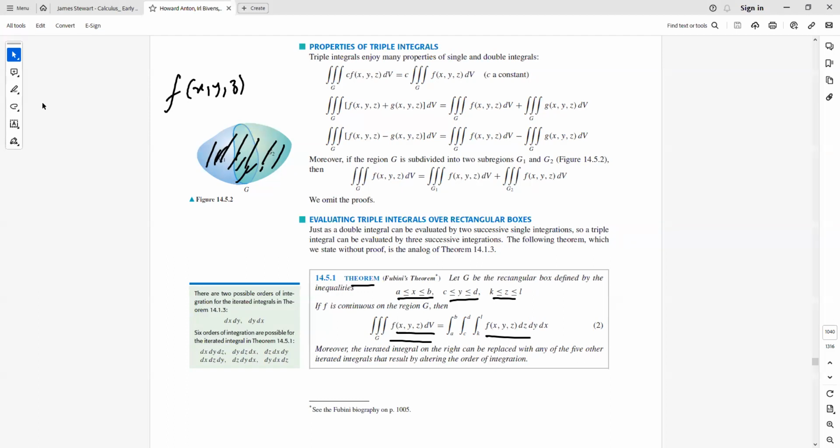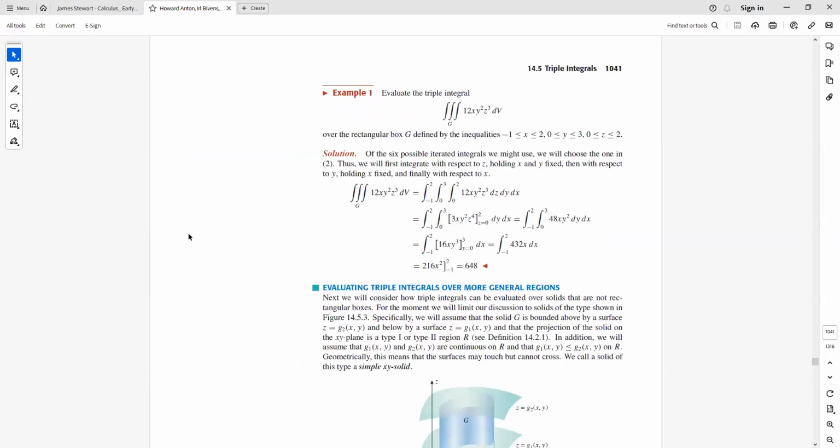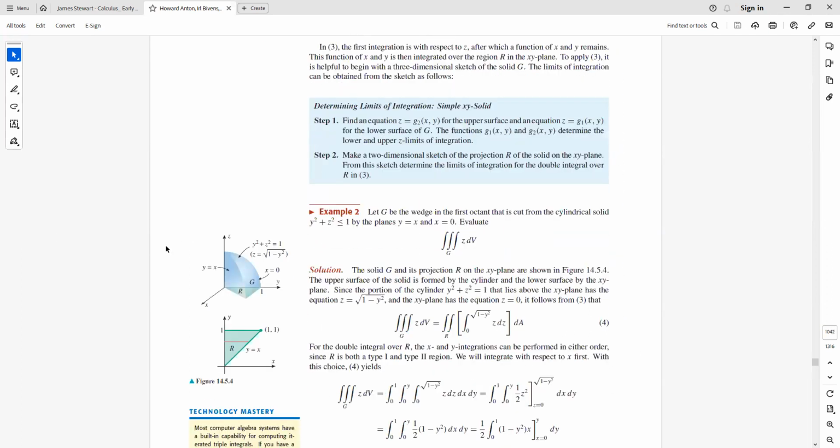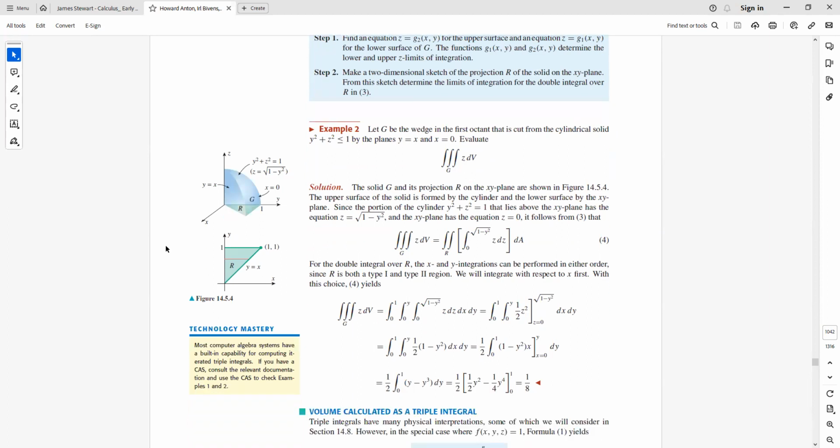Now let us compute some problems, and then we will get a clearer understanding of the topic. So let us consider this problem. It's saying that let G be the wedge in the first octant. So let us just draw the XYZ coordinate axis. This is X, this is Y, this is Z.